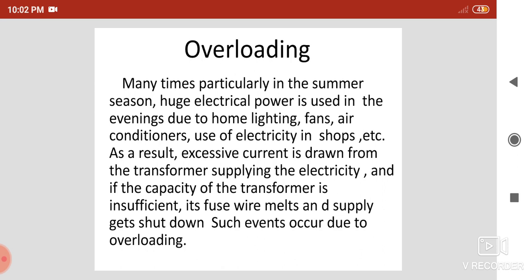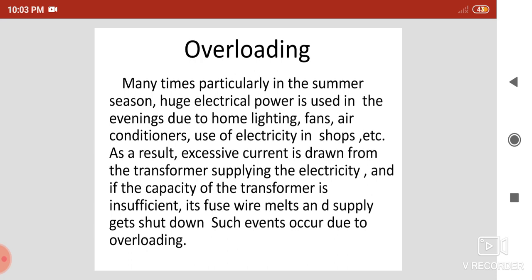Because of overloading we face power failure. Nowadays we are facing less quantity of electricity, so more often we face shutdowns. It happens because all the people in that locality use high rating appliances at the same time. So they fetch the current, and then overloading occurs.